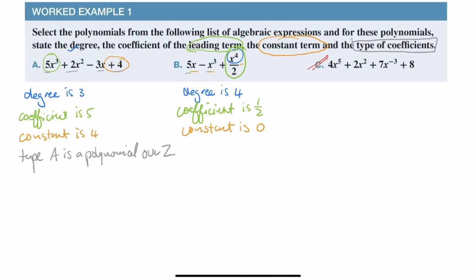For the second one, I have 5 and I've got 1.5. Because the coefficient is a half, it is not an integer, but it is a rational number. So I'm going to say the type is polynomial b is over Q, because this is a rational number, or you can say over rational.